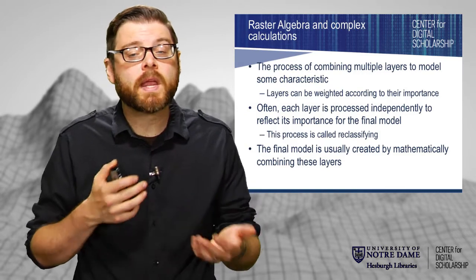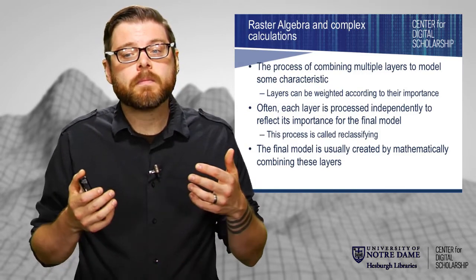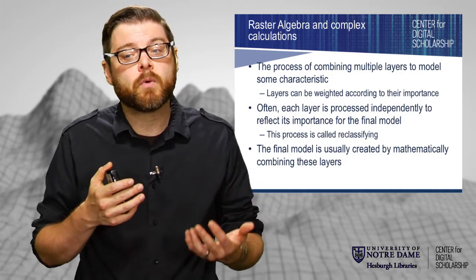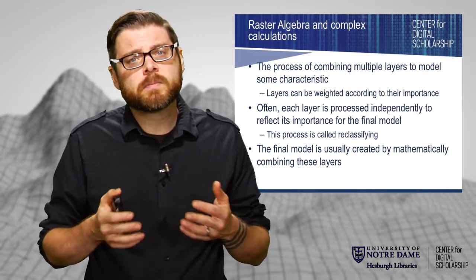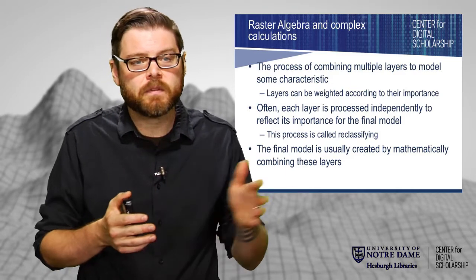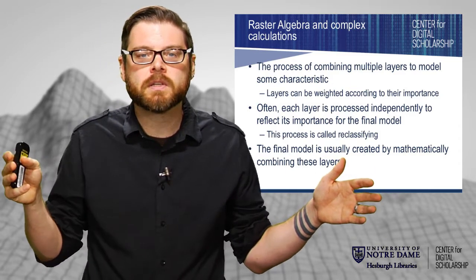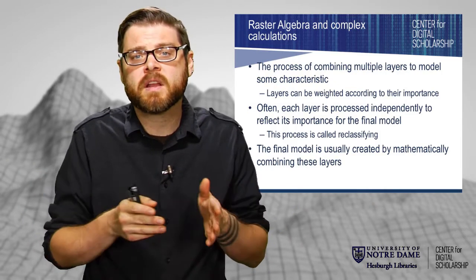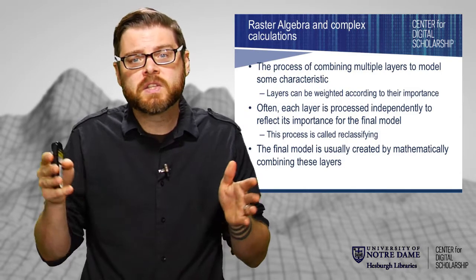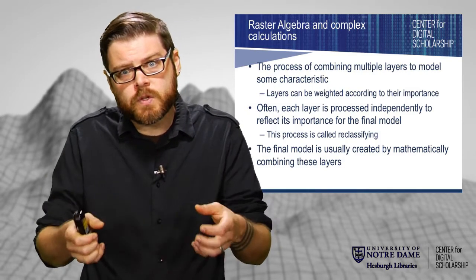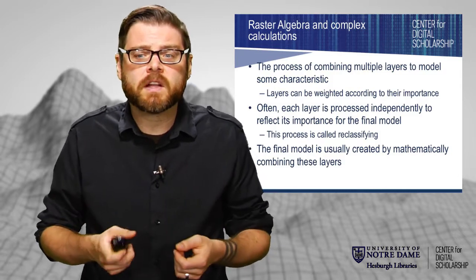So these layers can be weighted based on their importance. They need to be processed independently to reflect their importance to the final model. And this is a process we call reclassifying. So we're going to take something that used to maybe span from -1,000 to 1,000 and make it so that it's sort of scaled from 1 to 10. And then we'll do that for another layer that might have been 5 to 15, scale that to 1 to 10. And that way we get them into the same units so we can combine them together more effectively.